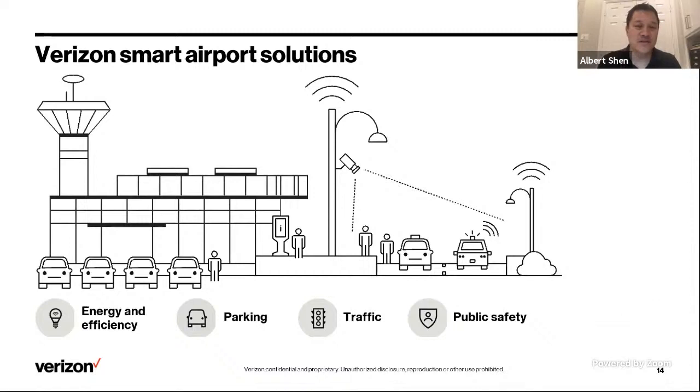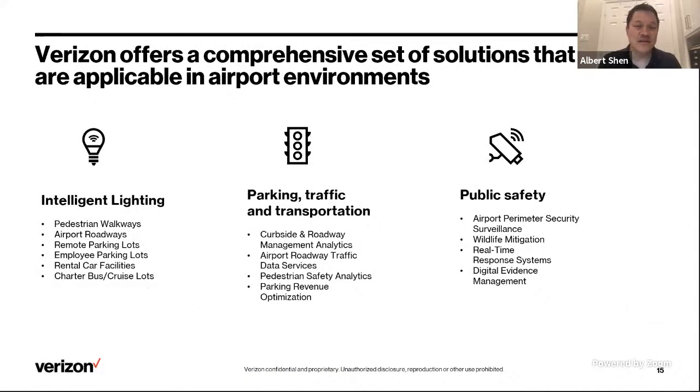Intelligent lighting is one of the major solutions that we use in airports and other cities around the US. By applying intelligent lighting over the network on walkways, airport roadways, parking lots, rental car facilities, charter bus, and cruise lots, we actually control each individual light, and it helps maintenance crews identify which lights are out more quickly through their own mobile device. With a 5G network, this will operate even more quickly, especially in the world of parking, traffic, and transportation, where it can really help with curbside and roadway management analytics.